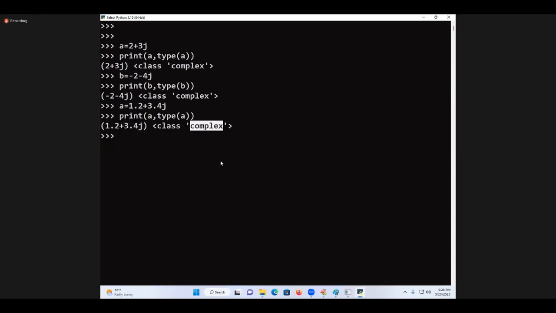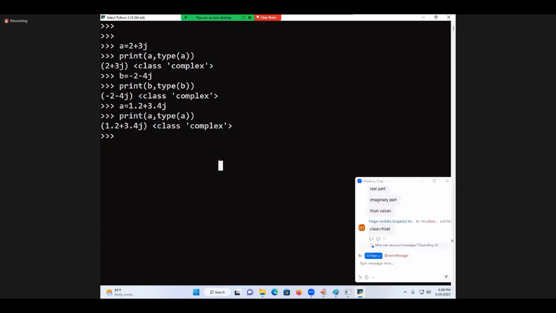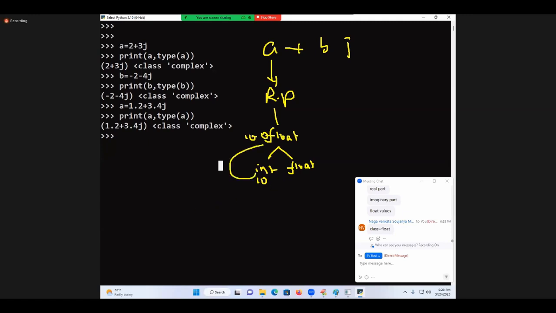So 1.2 plus 3.4j is also of the complex type. That means in a plus bj, a is called the real part. The real part internally takes float values. It can take an int value as well as a float, because if I say 10, internally it is taken as 10.0.